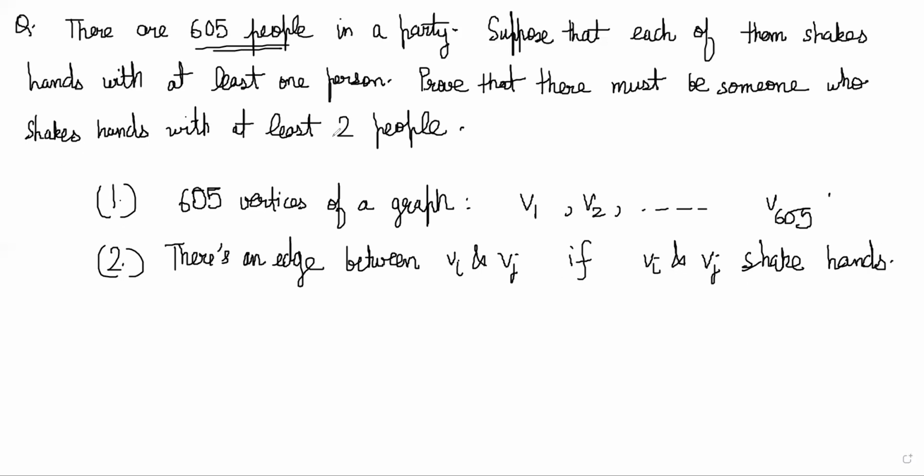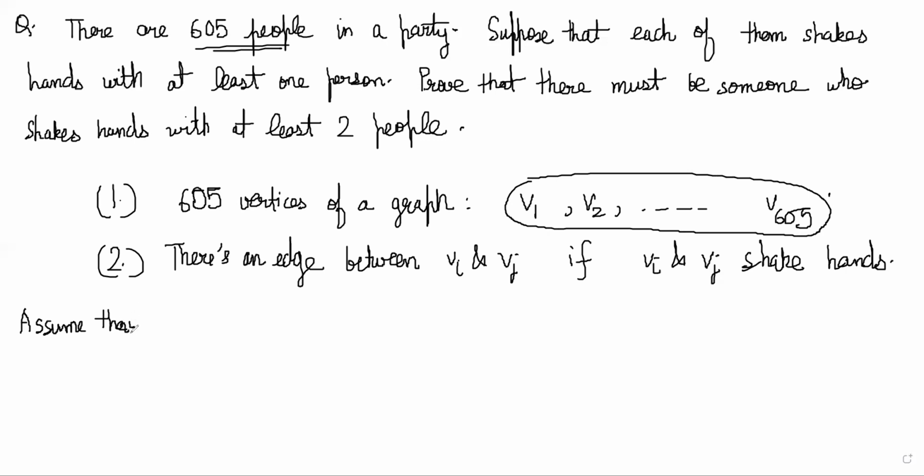Okay. So now we know one thing, that each of them shakes hands with at least one person. So every vertex has to have one edge at least, right? Correct? Okay. We have to prove that there must be someone who shakes hands with at least two people, right? So we have to prove that there is one vertex in this set of V1 to V605 where at least one of them has two edges coming out from it, right? So it has shaken hands with two people. That is what we have to prove. So what we do is assume by contradiction, assume the opposite.